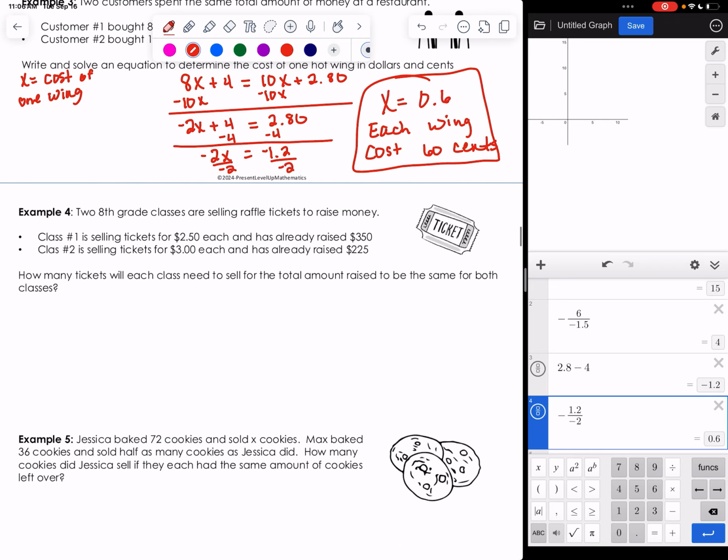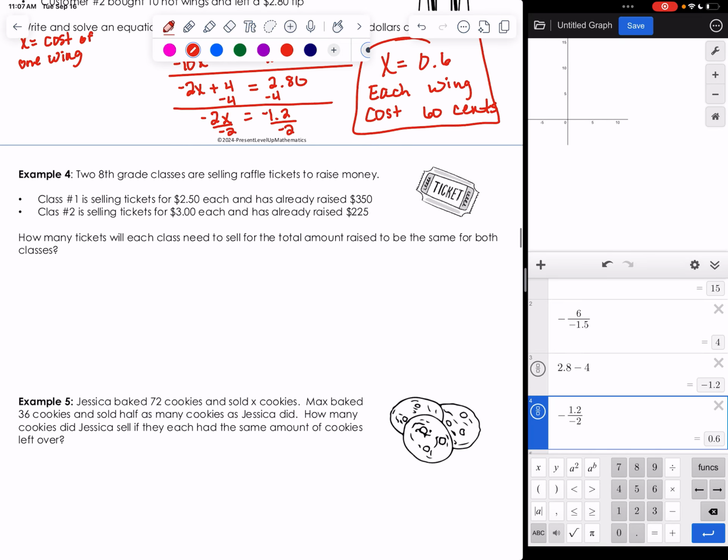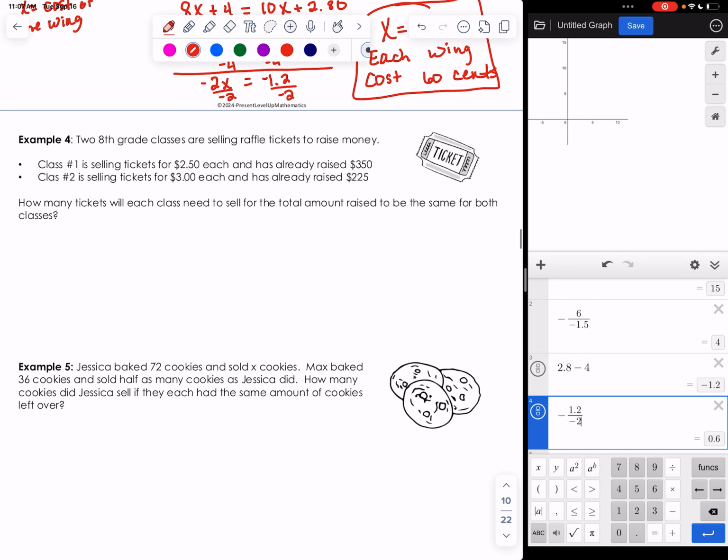Example 4. 2 8th grade classes are selling raffle tickets to raise money. Class 1 is selling tickets for $2.50 each and has already raised $350. Class 2 is selling tickets for $3 each and has already raised $225. How many tickets will each class need to sell for the total amount raised to be the same for both classes? So let's start with class 1.